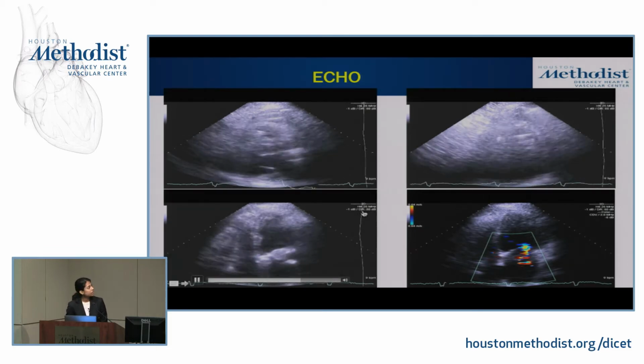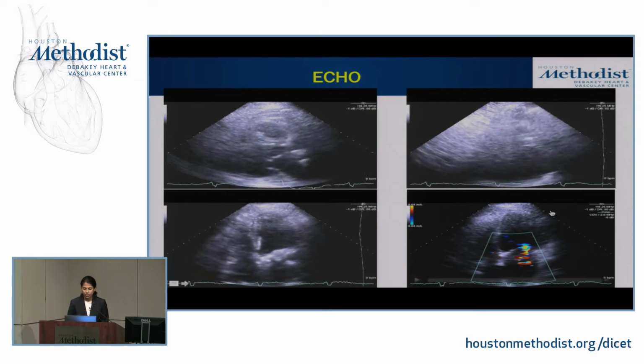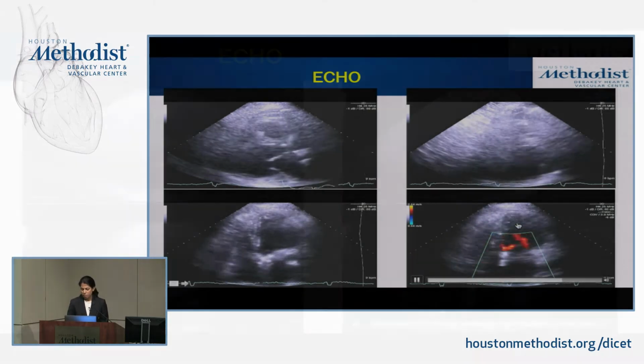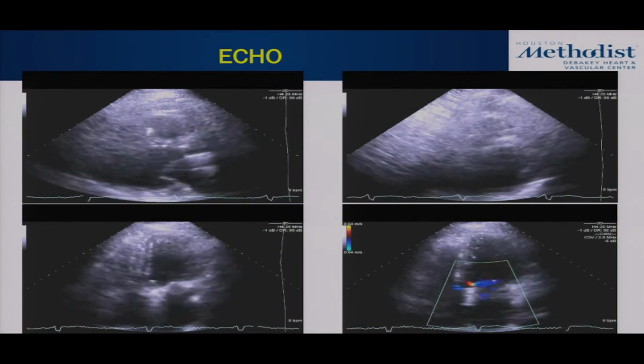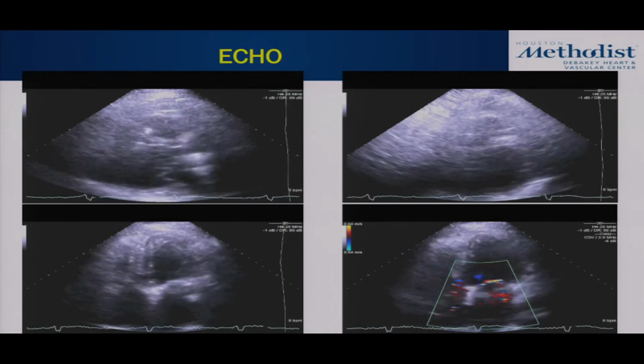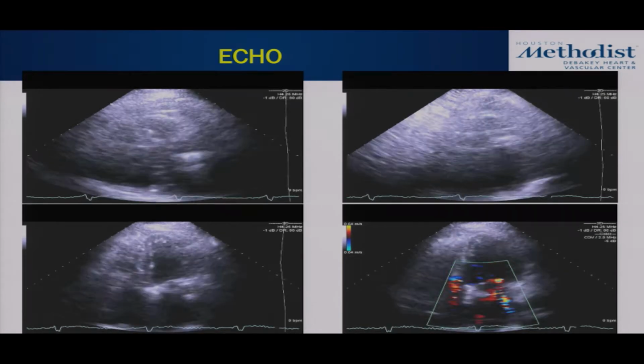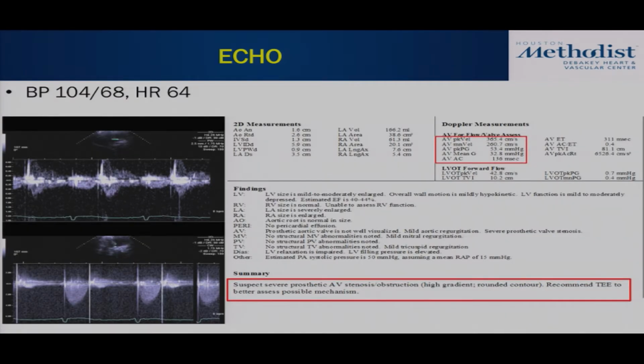As you can see, she's about 230 pounds. She was a technically difficult study to do. So really looking and evaluating the mechanical prosthetic valve was a little bit difficult in this patient. However, on vitals during the echo, her blood pressure was about 104/68, heart rate at 64.